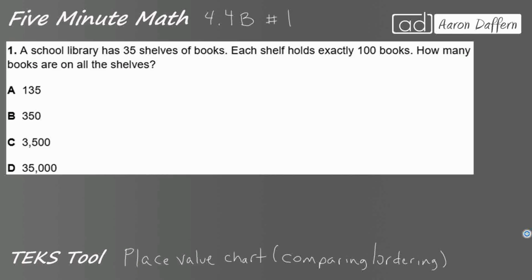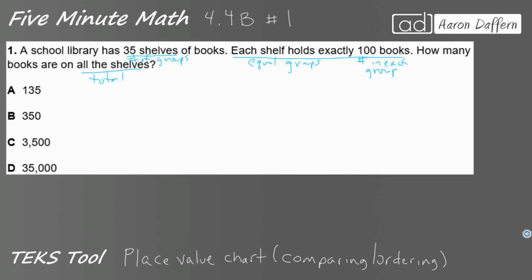So we have a school library with 35 shelves, and each shelf holds exactly 100 books. So really, we've got an equal groups problem here. Each shelf holds exactly 100 books, right? So this is the equal groups, and then this is the number of groups, and then we've got the number in each group. So there's 35 groups, and then there's 100 in each group. So how many books are on all the shelves? We're looking for our total here.